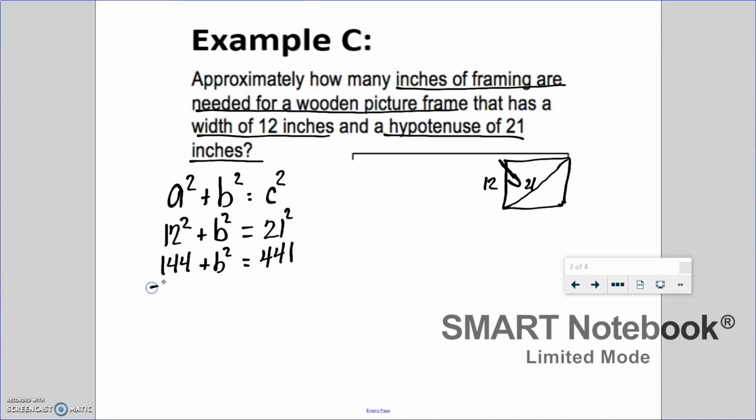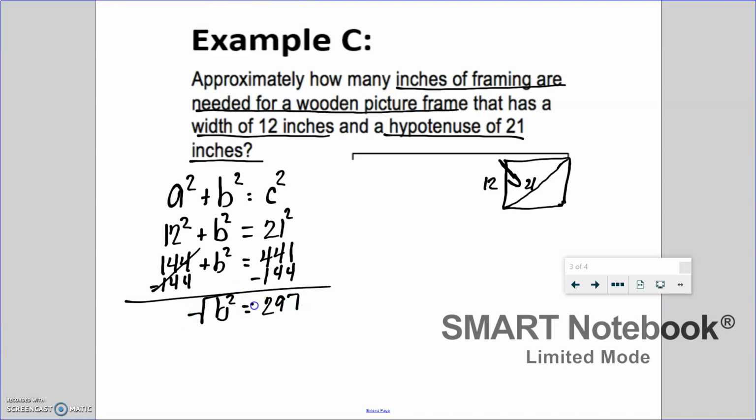So now I'm going to subtract 144 on both sides. That cancels, leaves us with B squared. B squared is equal to 441 minus 144, which gives us 297.